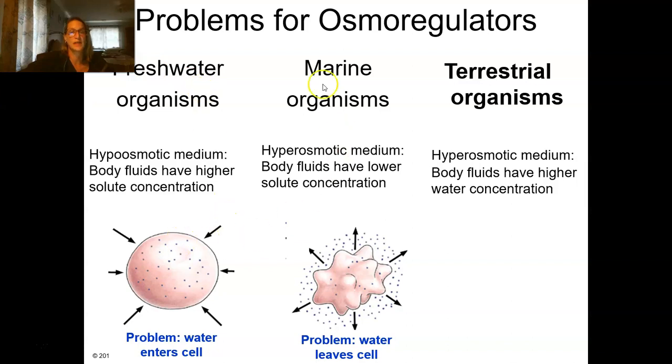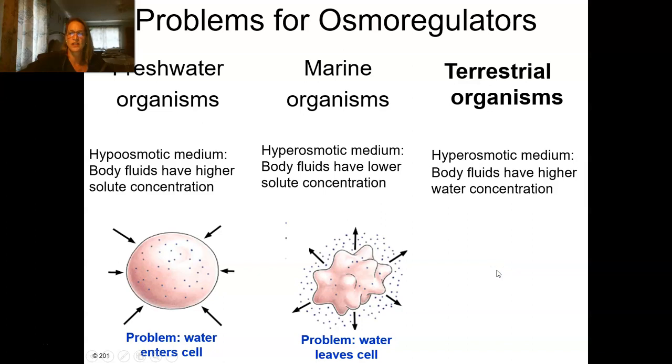That's what freshwater organisms have to avoid. Marine organisms potentially have the opposite problem. Those that are not osmoconformers, they have more salts or solutes in the water outside of the cells than they have in their cells, and water wants to move out of the cells, and so they become dehydrated. So marine organisms tend to be in a hyperosmotic medium, where the body fluids have a lower solute concentration, and water tends to leave the cell without osmoregulation.